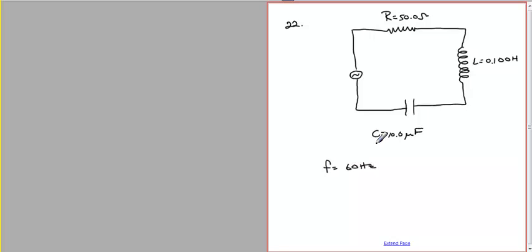The RMS current in the circuit is 2.75 amps. So I-RMS equals 2.75 amps. Find the RMS voltages across the resistor, the inductor, the capacitor, and D, the RLC combination. Sketch the phasor diagram for this circuit.